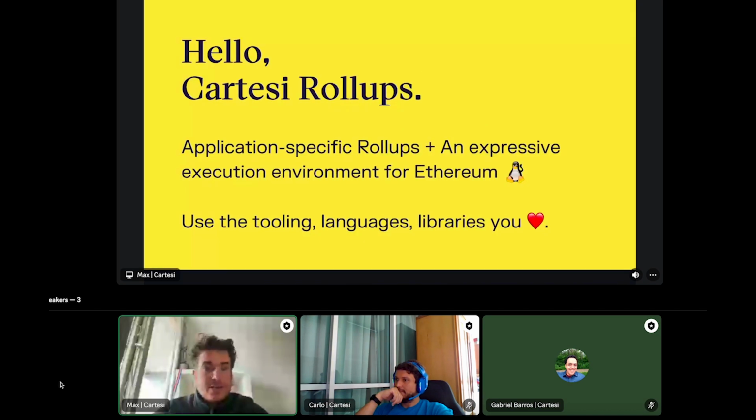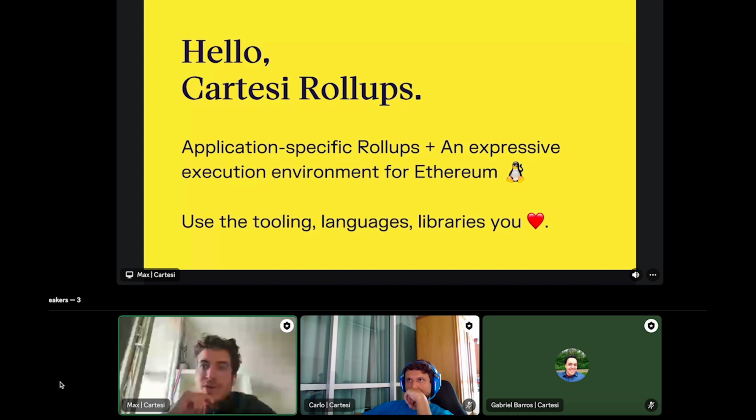So yeah, just to conclude this section, Cartesi Rollups is this combination of application-specific rollups and an expressive execution environment for Ethereum. So you can use the tooling, languages, libraries that you love to build your DApp. I just want to start with this so that we can get that mindset in place. We don't have these issues of block space constraints, so we don't need to optimize for minimizing interactions with the blockchain. We can build way more complex stuff, and we can tap into a bunch of content that was previously not accessible.